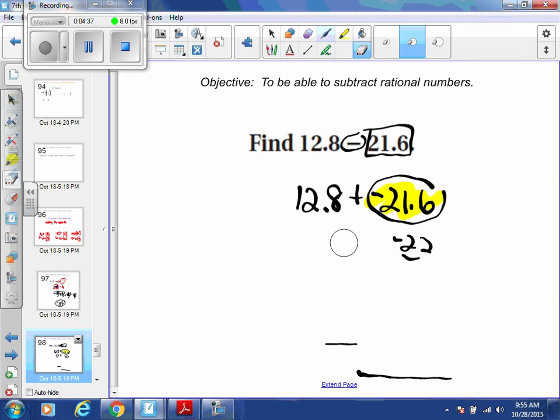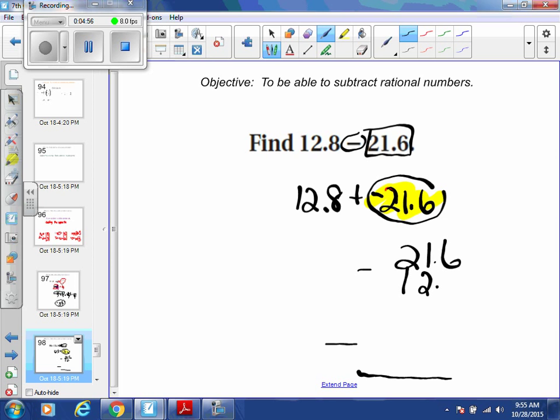So my estimation is negative 9, okay? But to find out exactly how many negatives, I'm going to see what the difference is between my number of positives and my number of negatives. So if I have 21.6 of one thing, 21.6 negatives, and I cancel out, or I get rid of the 12.8 positives I have, all right?